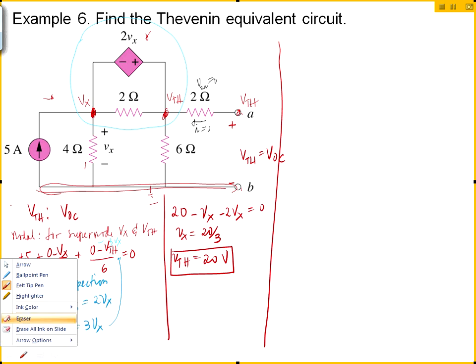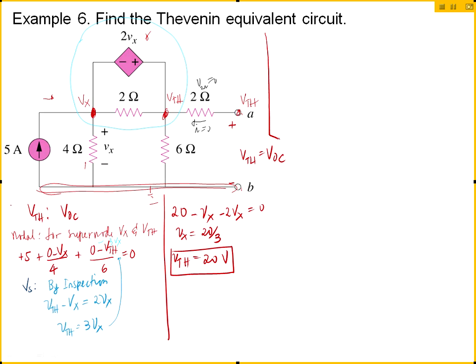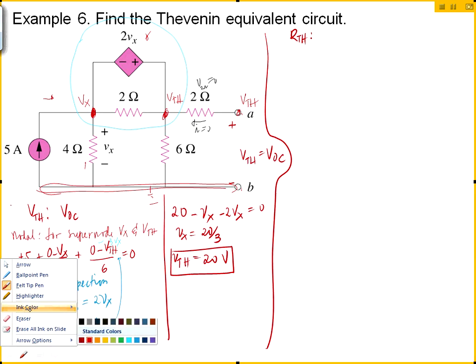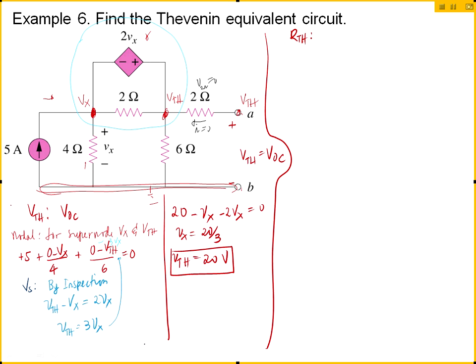How do I find R Thevenin? But we don't know V naught, we don't know I naught. So how do I... Okay, we need to turn off... First thing you do is turn off all the independent sources. Okay? So the 5A has to go and be replaced by... No, it's a current source.